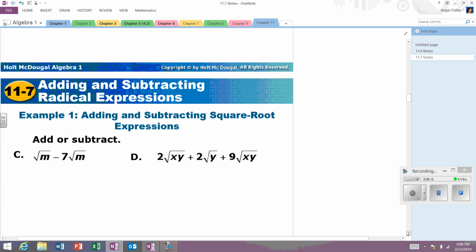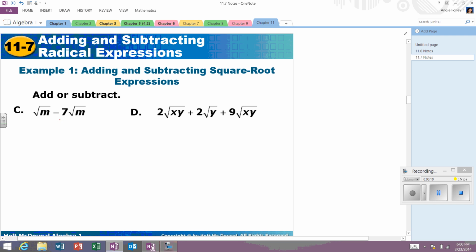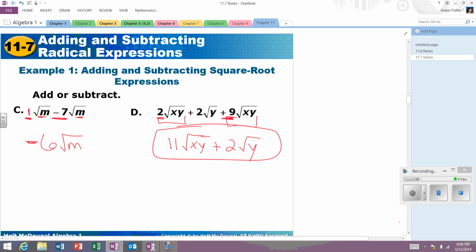Okay, let's try these next ones. If I have radical m minus 7 radical m, what you want to think is there's a 1 out in front here. So that's taking 1 minus 7. We already have the same radical. They both have m's underneath. 1 minus 7 is a negative 6, and then we keep the radical. On this next one, only this one and this one are like radicals. Because it's a positive 9 and a 2, that becomes a positive 11, and we keep the radical. And then we just keep the 2 radical y, because it can't be combined, since it's not a like radical.